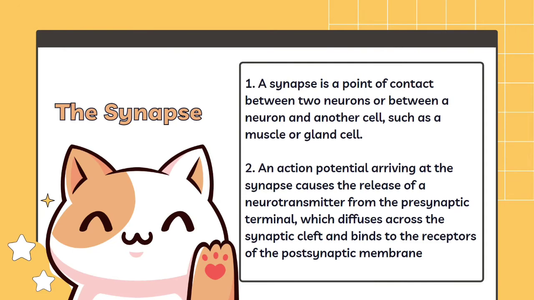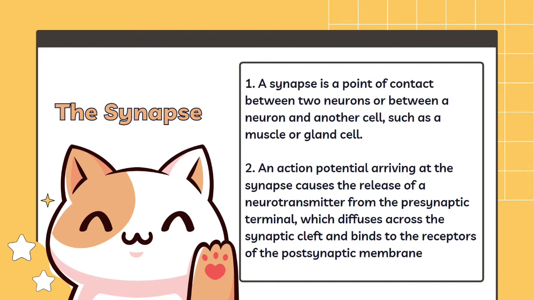Now let's talk about the synapse. A synapse is a point of contact between two neurons or between a neuron and another cell, such as a muscle or gland cell. An action potential arriving at the synapse causes the release of a neurotransmitter from the presynaptic terminal, which diffuses across the synaptic cleft and binds to the receptor of the postsynaptic membrane.